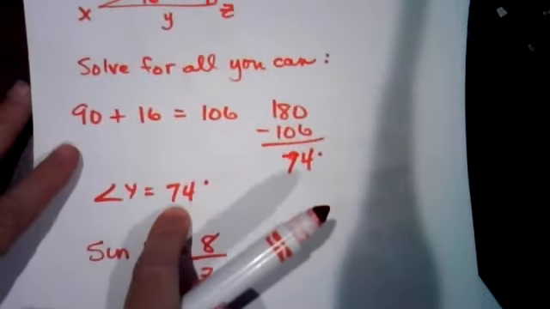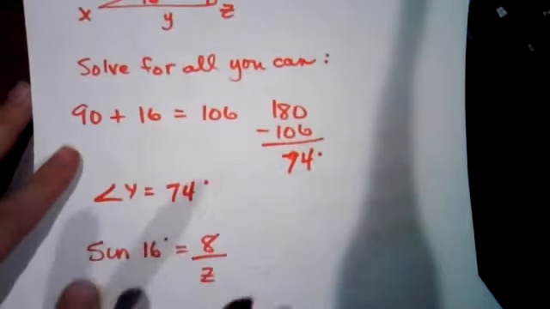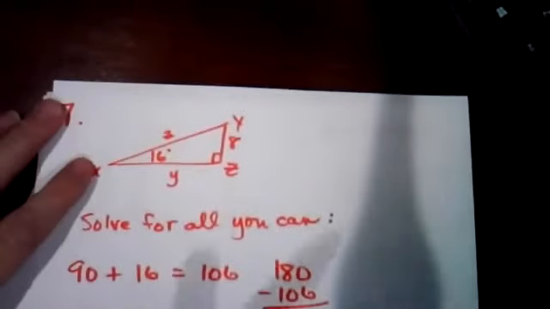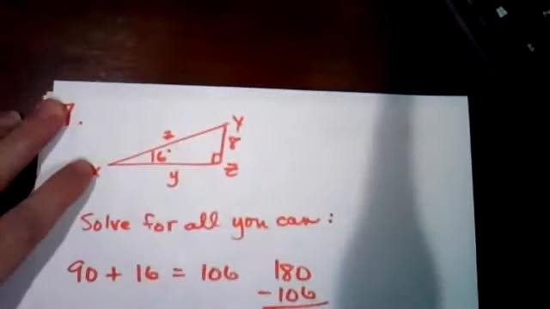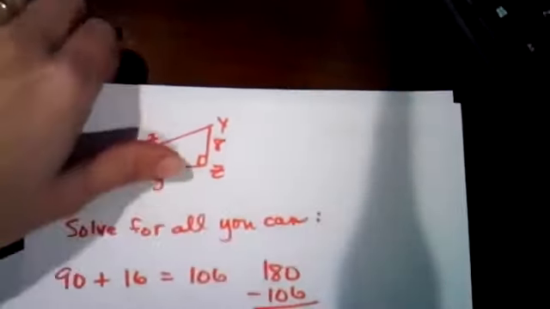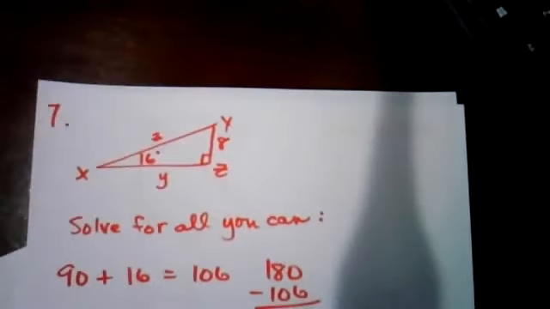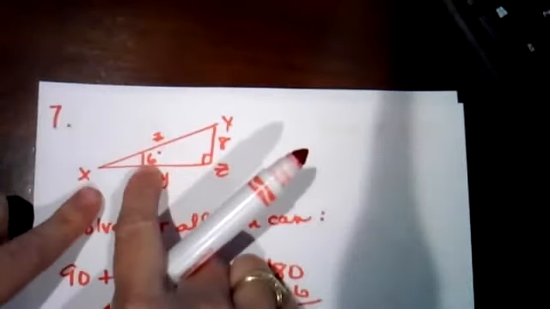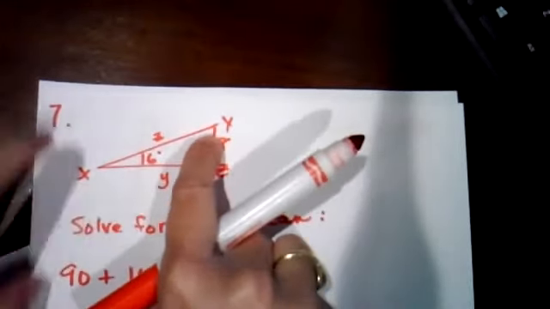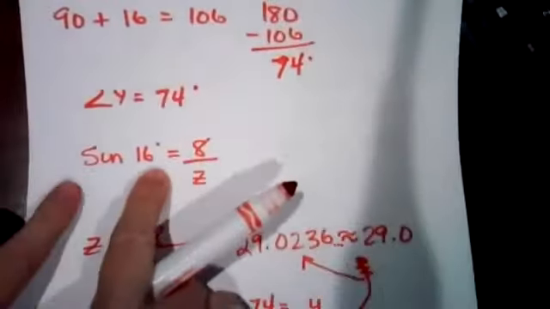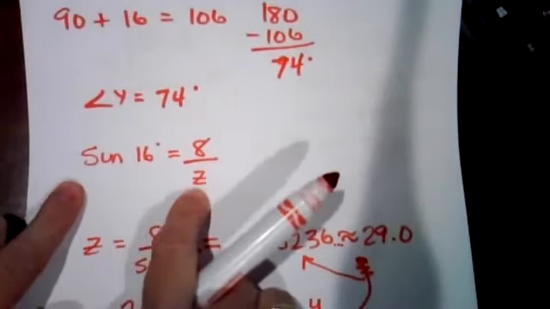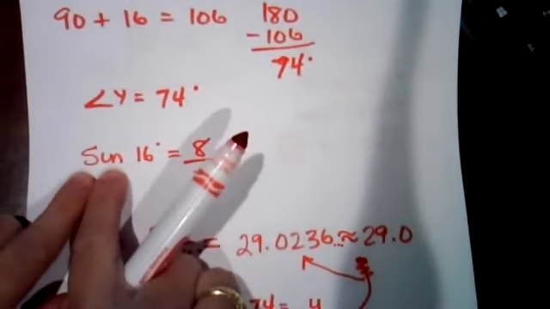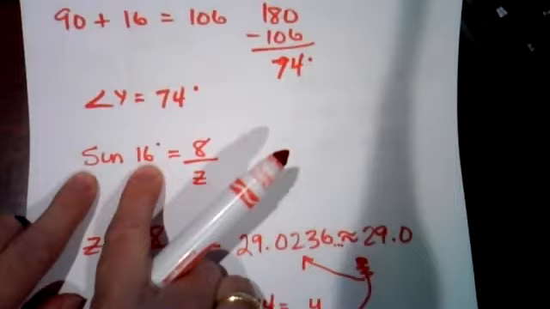So I've got that. Then all I'm missing are these sides. Okay, so I need to, because when it says solve for the triangle, you want all sides and all angles. So we already had that angle. We have this angle. We've now got 74. And now we're going to solve for the letter Z. So I chose to do 16 degrees.